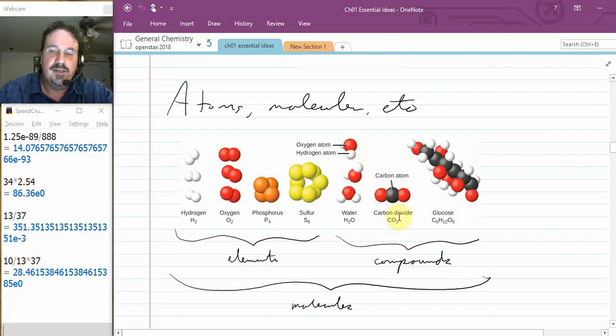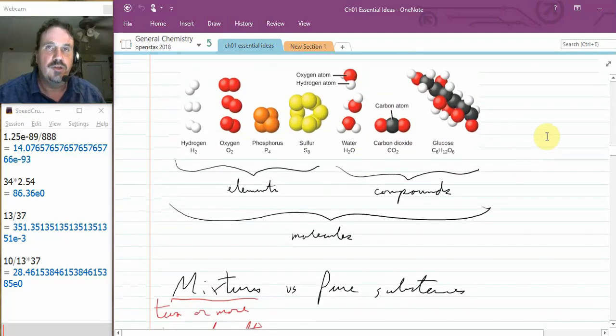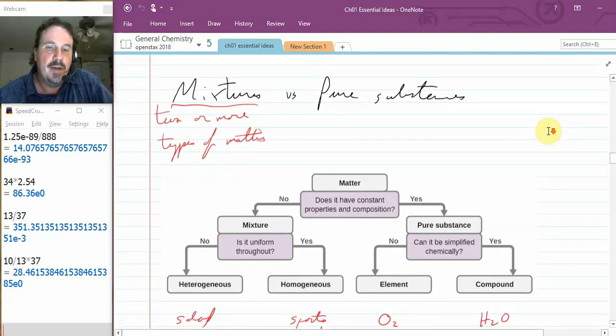Carbon dioxide, CO2, 1 carbon and 2 oxygens. Here's glucose, or blood sugar, C6H12O6. All good examples of molecules. So make sure you know the difference between those definitions and be able to classify those matters.